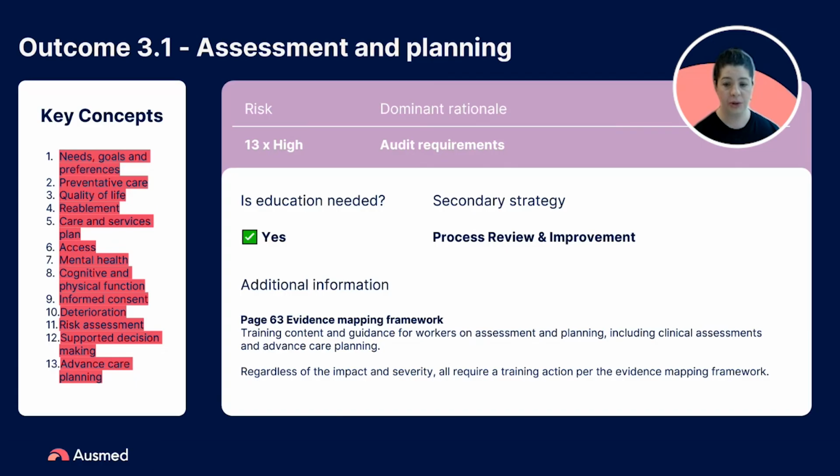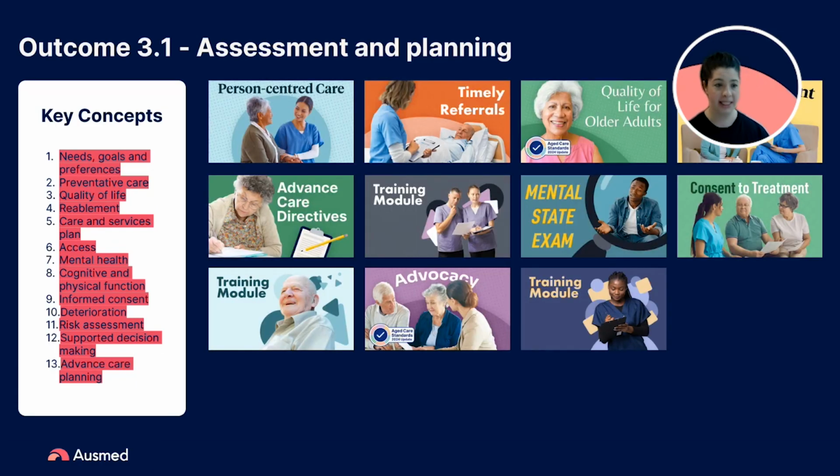So when it comes to outcome 3.1, assessment and planning, we obviously have a lot of different modules relating to this. And the rationale for deeming these 13 topics, which I know sounds like a lot, as high risk is page 63 of the evidence mapping framework, which specifically asks for evidence of training on these particular topics.